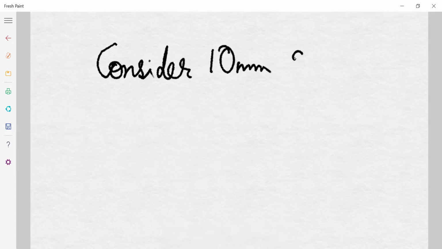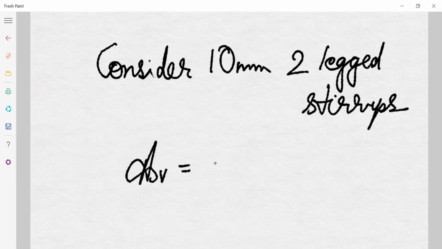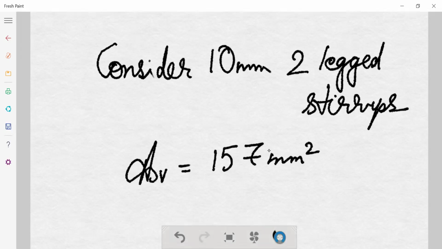If I use 10 mm two-legged stirrups, the area of the shear reinforcement ASV comes roughly around 157 mm square.